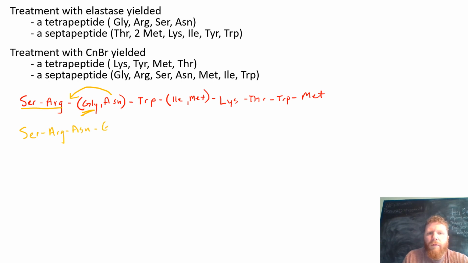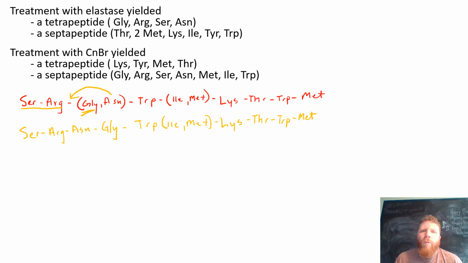So we know that this tetrapeptide is serine, arginine, asparagine, glycine. So from this piece of data, we can eliminate our parentheses around the glycine and asparagine because we know that asparagine precedes glycine. Now, what follows that? We don't really get any more information from this elastase treatment. Then we're left with TRP, ILE, MET, lysine, threonine, tryptophan, and methionine. Okay.